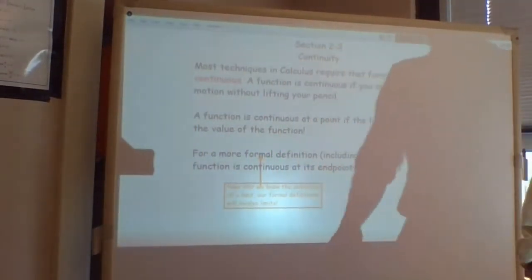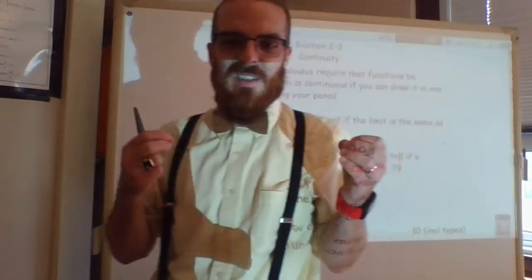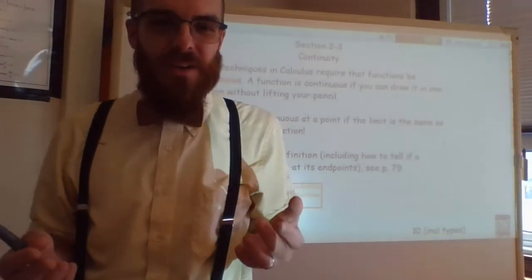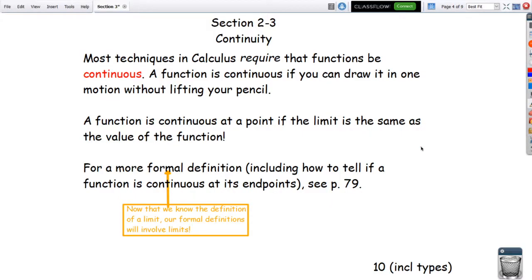But here we have some continuity. Most techniques in calculus require that functions be continuous. There's a lot of things that fail to be possible if we have discontinuous functions. So we have to be able to identify where a function is continuous. And I kind of gave you this definition before. A function is continuous if you can draw it in one motion without lifting your pencil. Any point where you have to lift up your pencil, that is going to be called a discontinuity.